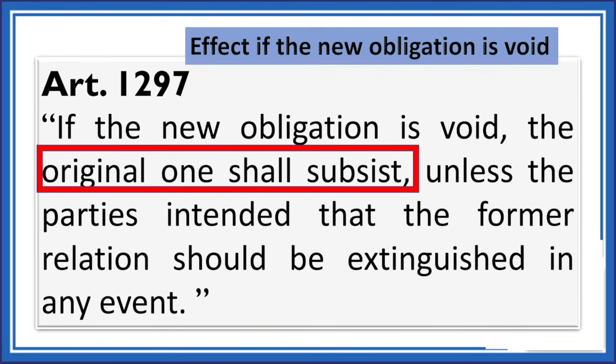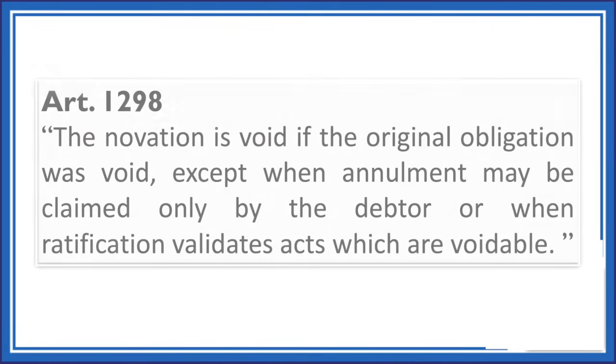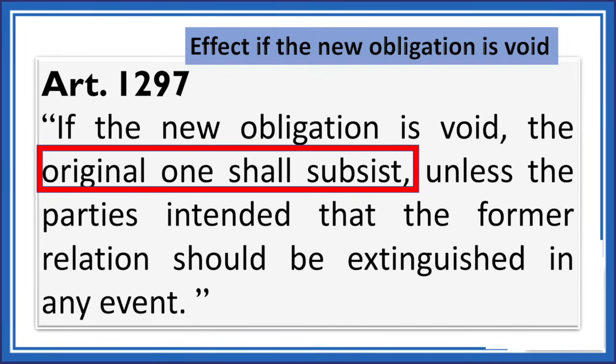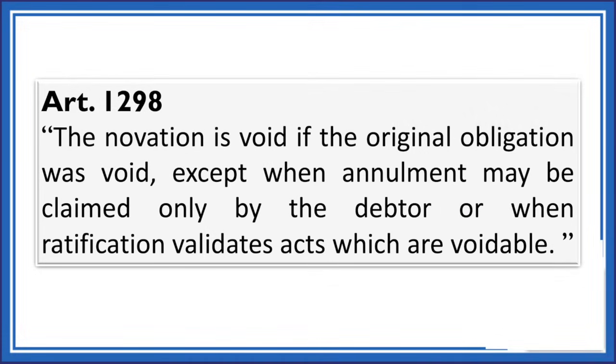Pag ganyan yung tanong, ang sagot nyo, sabi ni Article 1297, unless the parties intended that the former relation should be extinguished in any event. Okay? Yung intention talaga ng party is to extinguish in any event yung old obligation. So, hindi na siya magsasubsist. Now, Article 1298. The novation is void if the original obligation was void, except when annulment may be claimed only by the debtor or when rectification validates acts which are voidable.